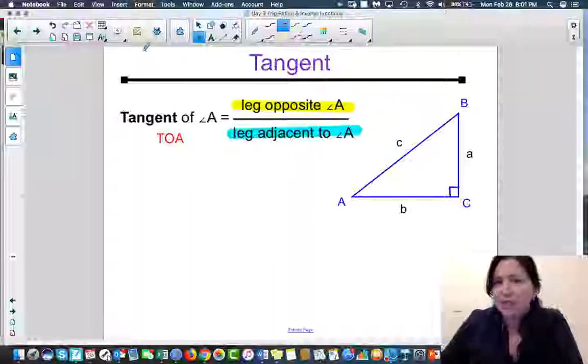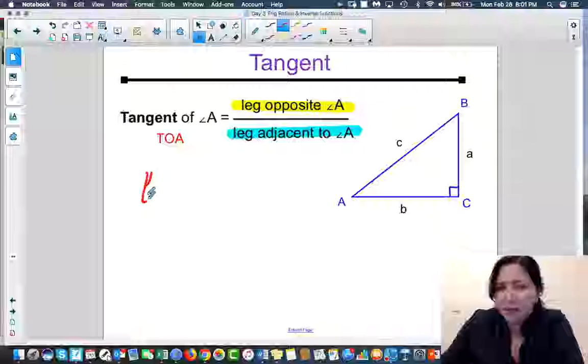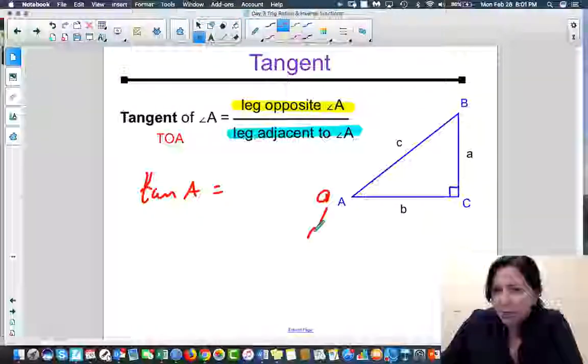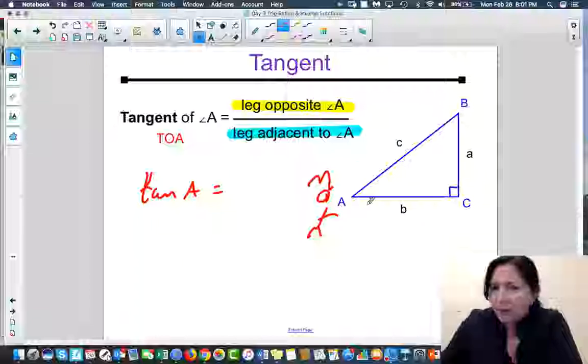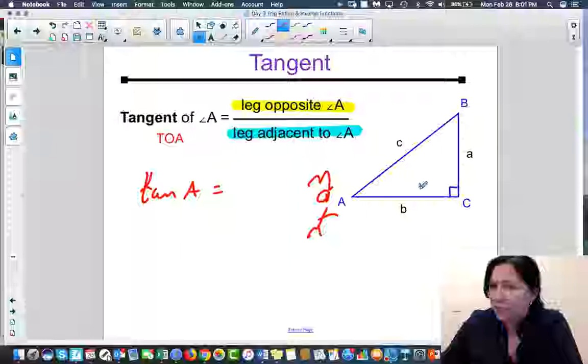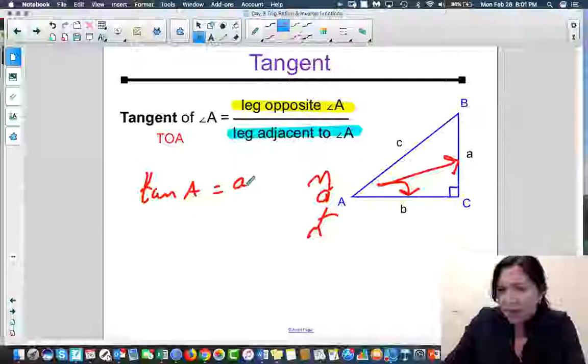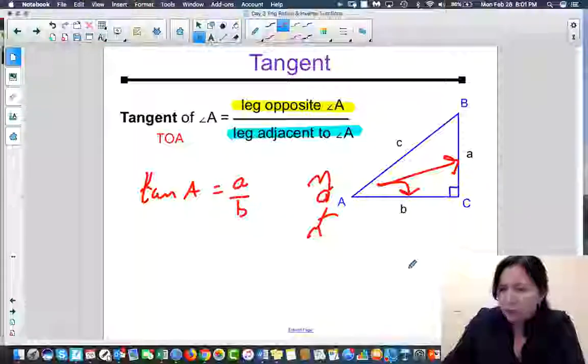Now for tangent of angle A, tangent is what we say opposite over adjacent. So that's the opposite side over the adjacent side. So you would say A over little b.